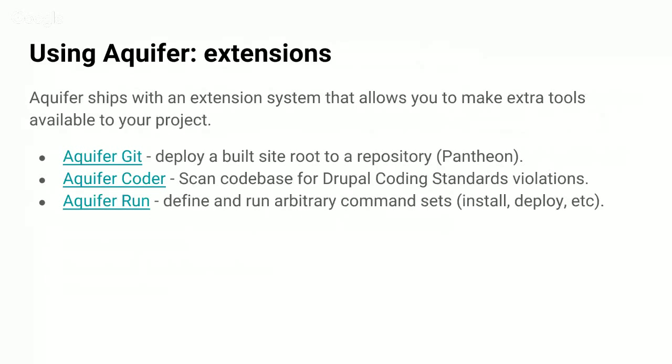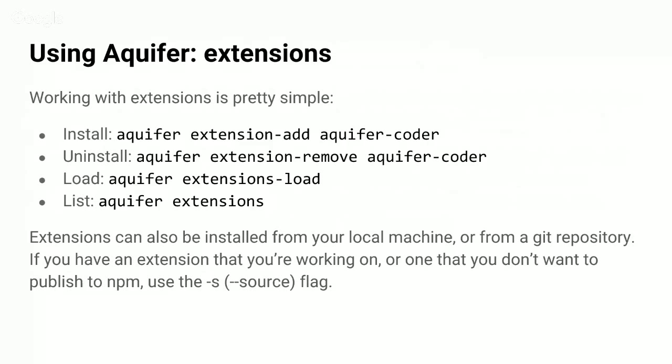How do we actually get them on our machines? There's a handy little set of commands here. Aquifer extension-add. Aquifer Coder, for example, will install Aquifer Coder, and it will add a command to Aquifer while Aquifer is running within your project. And you can execute, I think it's PHP lint, and it will go ahead and run all the linters and the coding standards sniffers. And to uninstall an extension, you can just run Aquifer extension remove, Aquifer-coder.